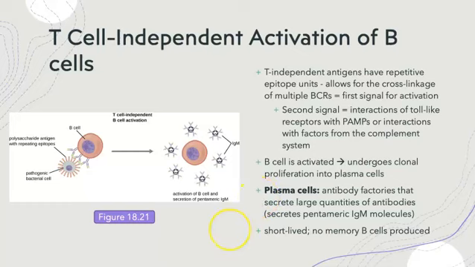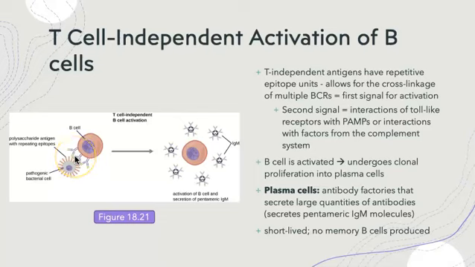So let's look a little bit more in detail of these processes. So when we have T cell independent activation of our B cells, remember this would include those antigens being polysaccharides or lipopolysaccharides, something that is non-protein. And so it's going to allow for cross-linking of multiple BCRs as their first signal of activation.